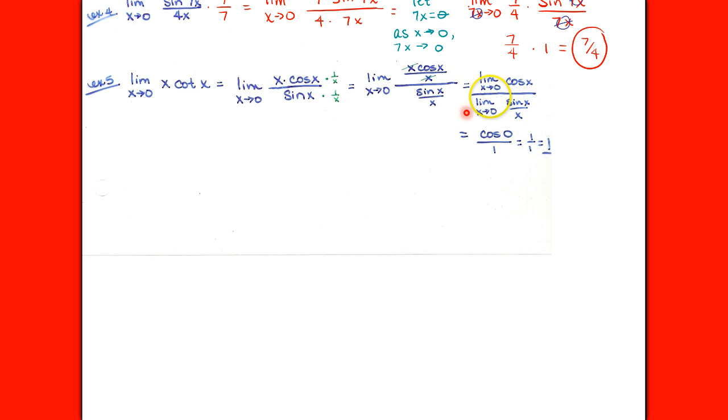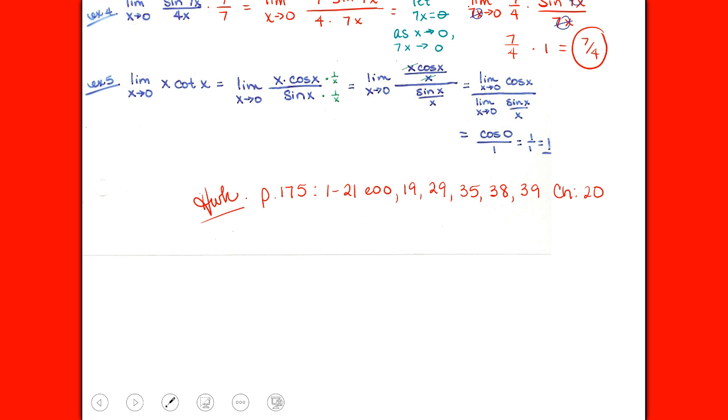So in my numerator, I'm going to use direct substitution. I'll put 0 in for x so that I have cosine 0, or 1. And in my denominator, that's that limit law that we had at the beginning of the lesson today. That limit is 1. So now I can say 1 divided by 1, and my limit is 1.